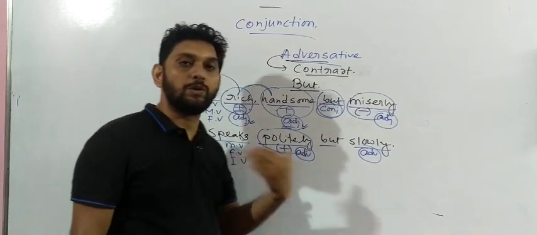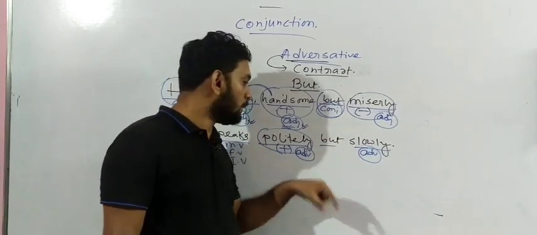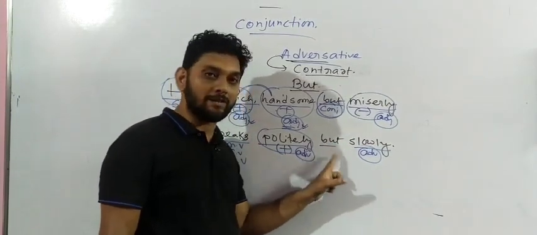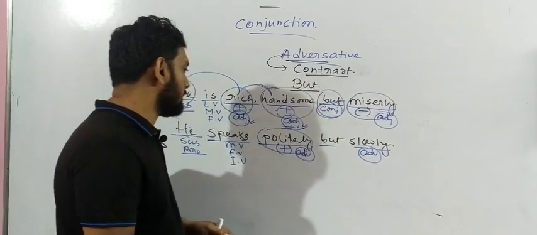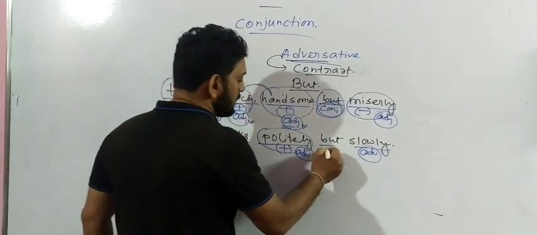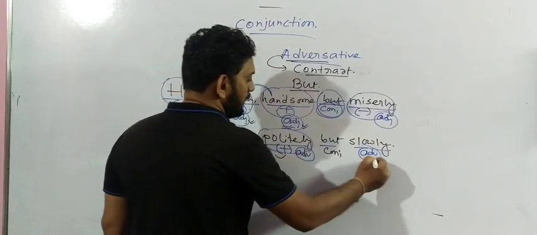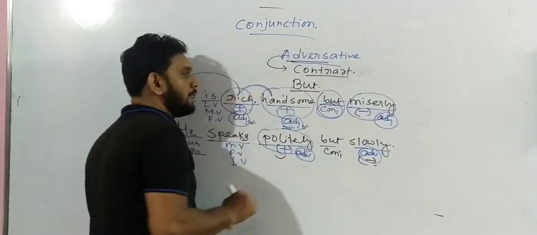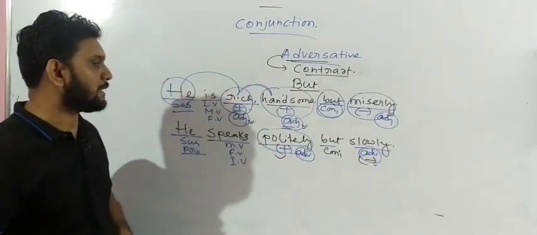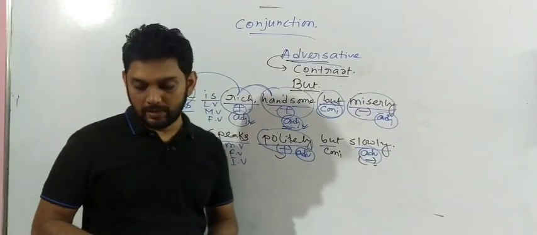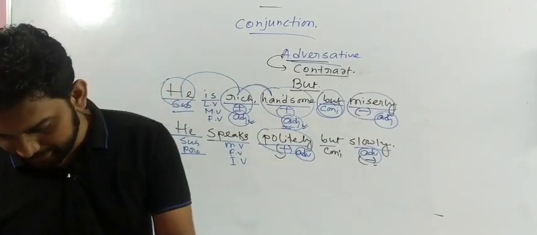So when should you use the opposite sense? When we use the conjunction but, adversative. Okay, adversative conjunction but. So it's a conjunction, and politely is positive but slowly is negative. So in that case we have to use the adversative conjunction but. Did you understand the concept? Yes or no, my friend?